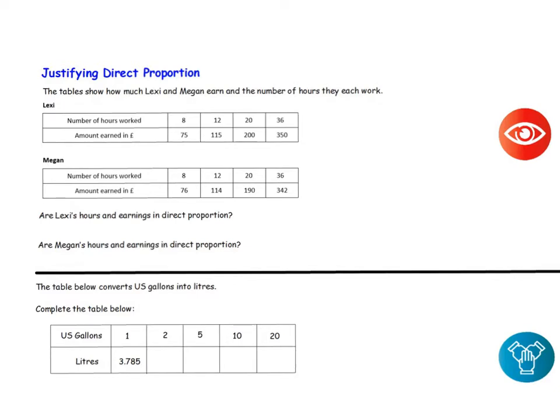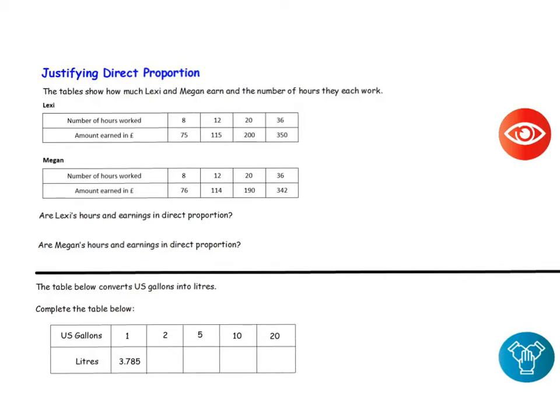If two things are in direct proportion, it means they are going up by the same amount each time. So if we take how much they've earned and divide it by how many hours they've worked, and this multiplier remains constant as the number of hours and the amount earned increases, then we can say that those two things are in direct proportion. So let's see what's going on in each case.